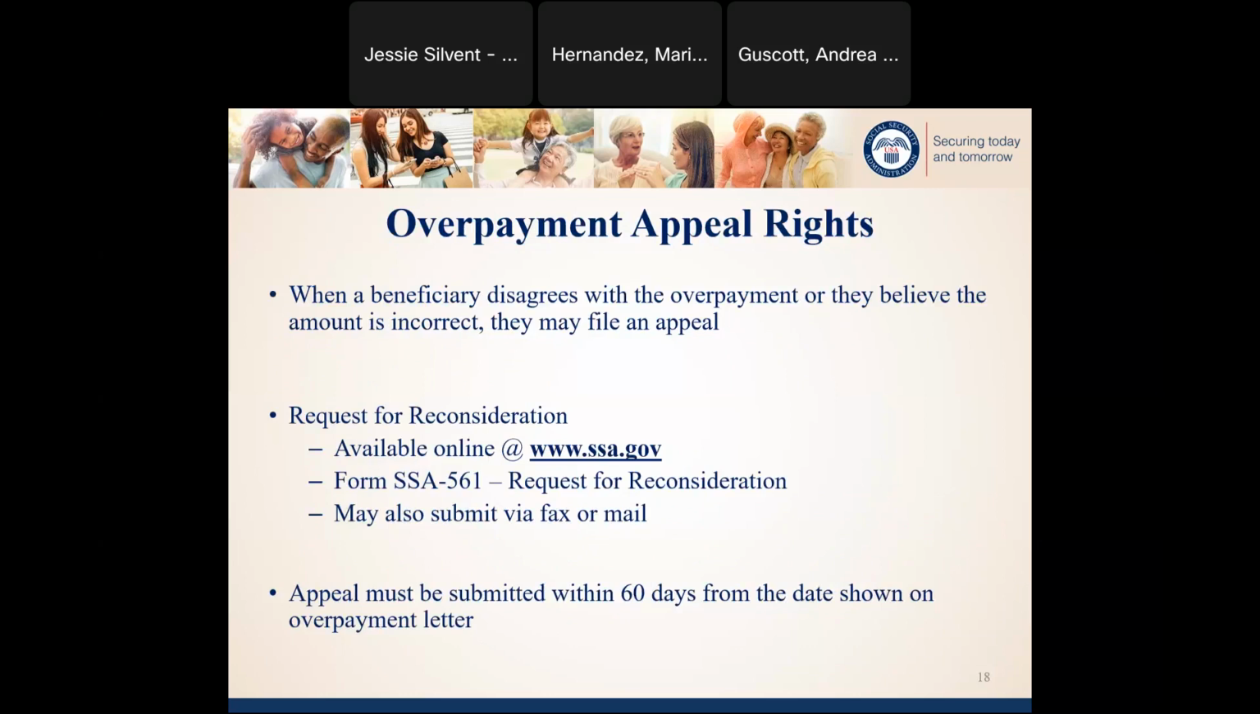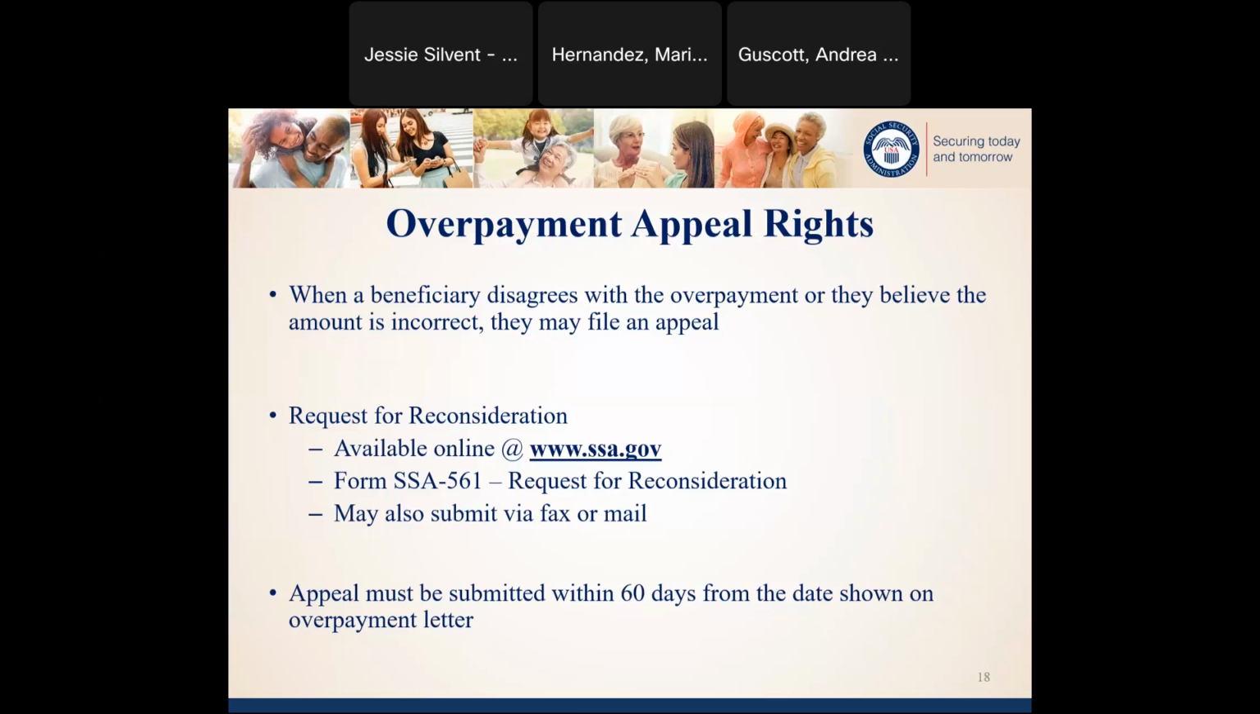So you've heard me use the term appeal several times already today, but what exactly does appeal mean when it comes to an overpayment? Simply put, when a beneficiary disagrees with the fact of the overpayment, or they believe the overpayment amount is incorrect, they can appeal that decision. In order to do so, they have to complete and submit what's called a request for reconsideration form.